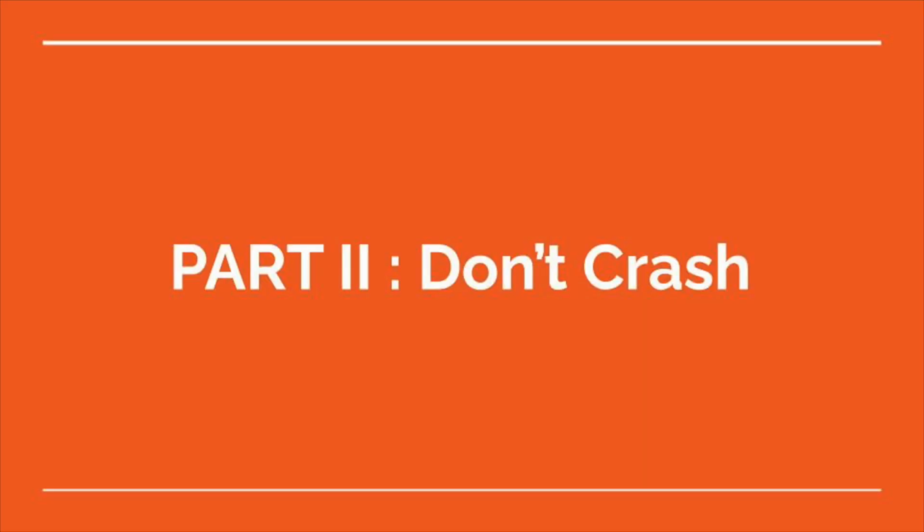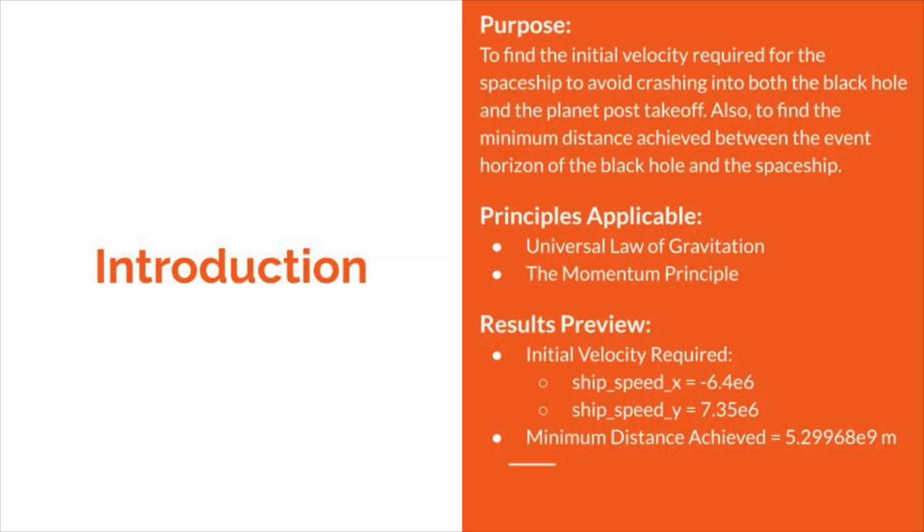Part 2 is called Don't Crash. The purpose of this lab is to find the initial velocity that the spaceship requires to avoid crashing into both the black hole and the planet after takeoff.